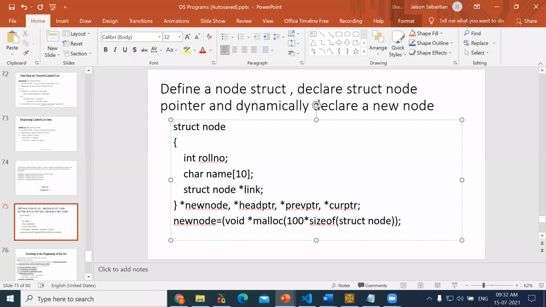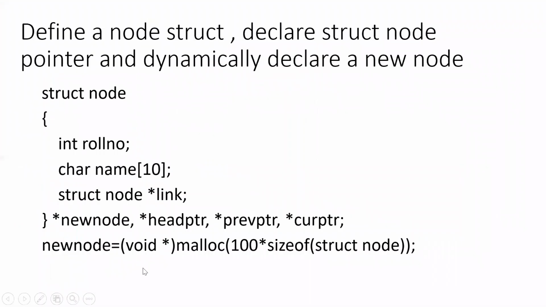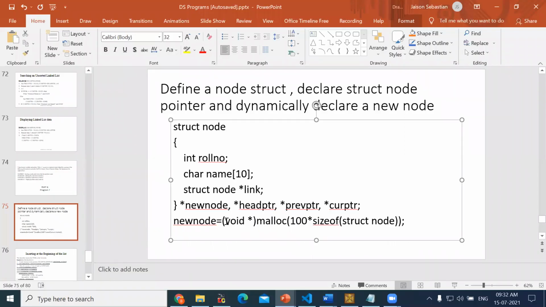Void pointer means what? It is a pointer which does not have any data type, right? So it returns a void pointer. So what will you be doing? This has to be typecasted into the type which you need.